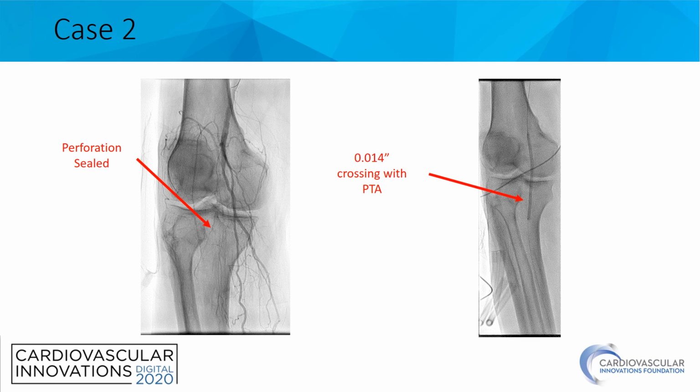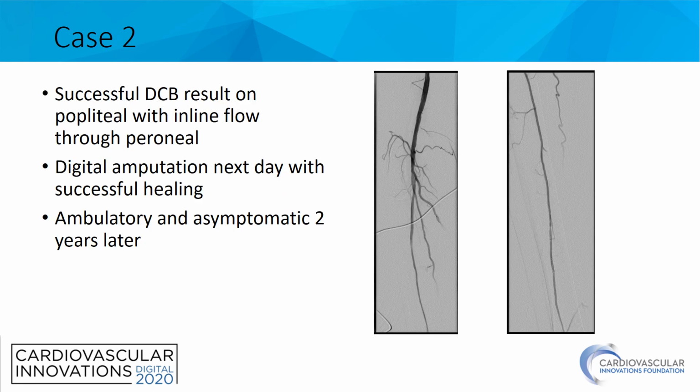Thereafter, we went to a kind of standard wire with a support catheter crossing technique with a 14 hydrophilic wire and some coronary CTO wires. We were ultimately able to traverse this. Once we traversed it, the rest was relatively straightforward.